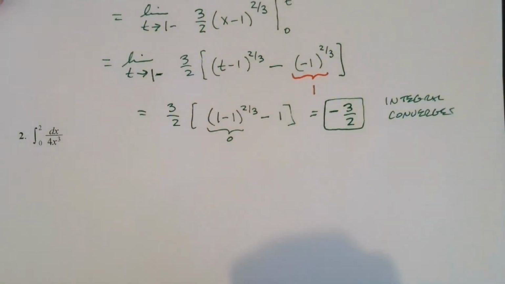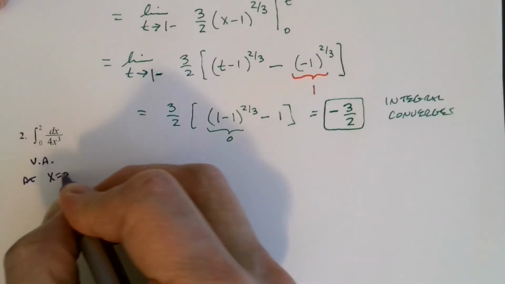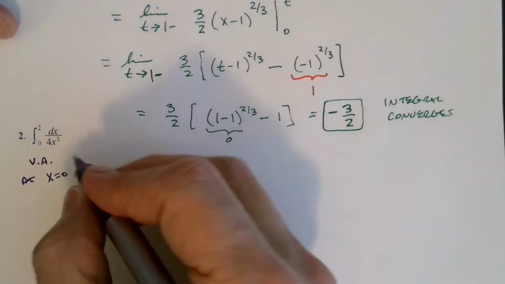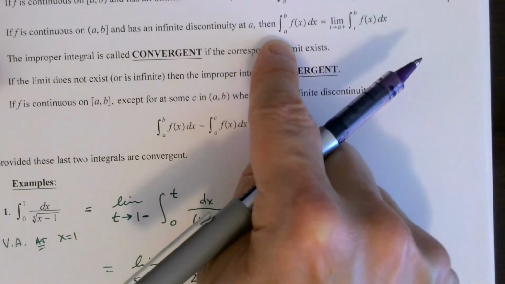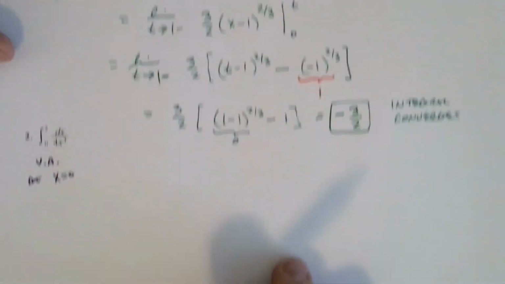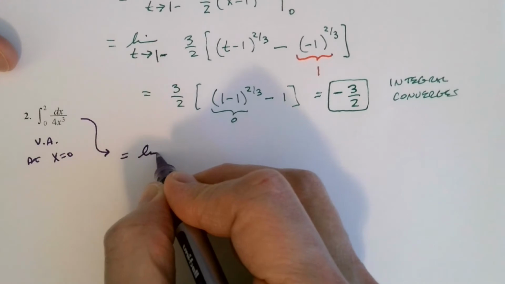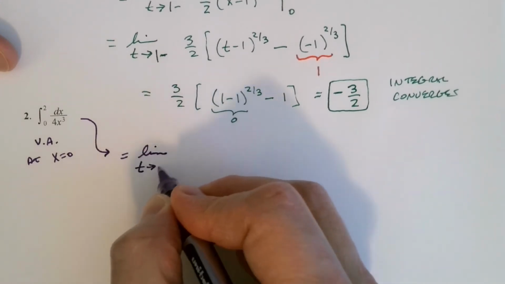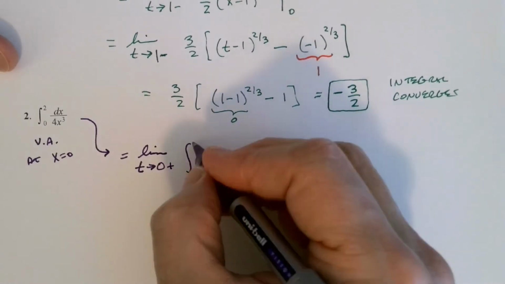Where's our problem here? Where do we have a vertical asymptote here? At 0 or at 2 or somewhere else? The vertical asymptote is at x equals 0. If I plug in x equals 0, I have division by 0. So this time, that's the lower limit that has the discontinuity. So we're going to take the limit as t approaches 0 from the positive side. Notice it does matter which side we're taking this limit at. So this is the limit as t approaches 0 from the positive side, and t now is our lower limit, to 2.